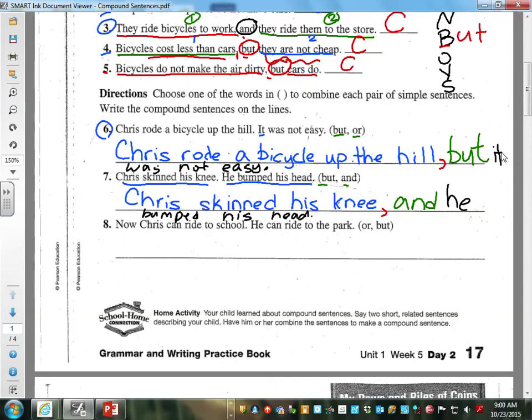Alright. Now, in just a moment we're going to tiptoe to our seat and I want you to do number 8 on your own. You may tiptoe back to your seat.